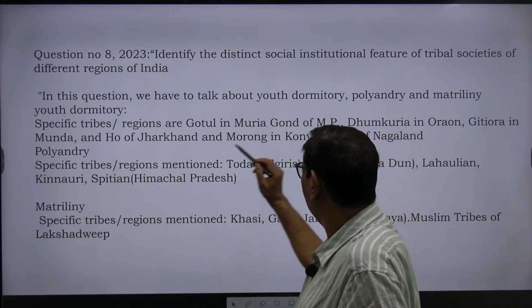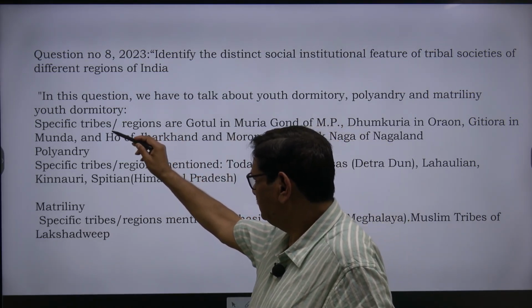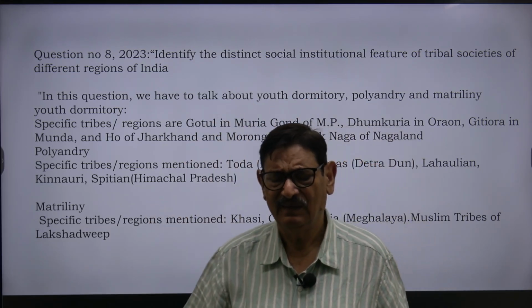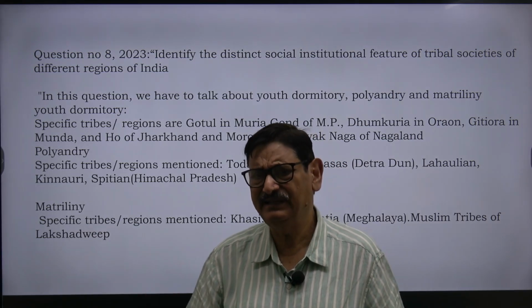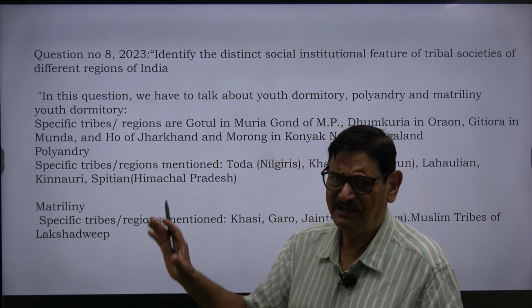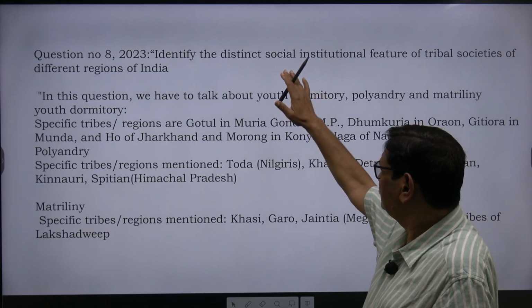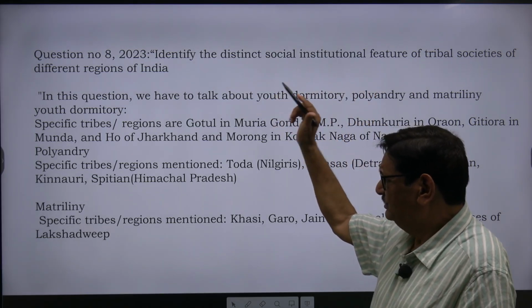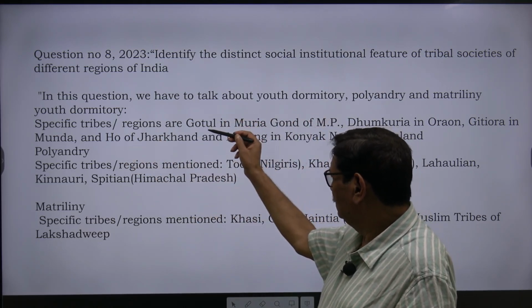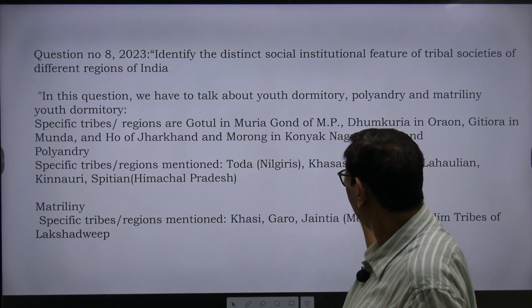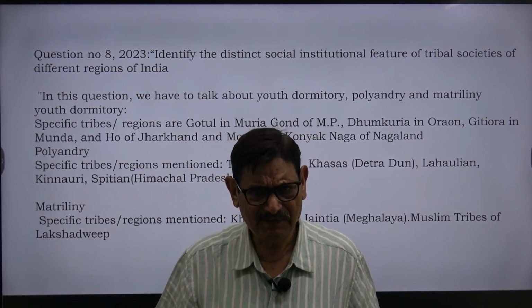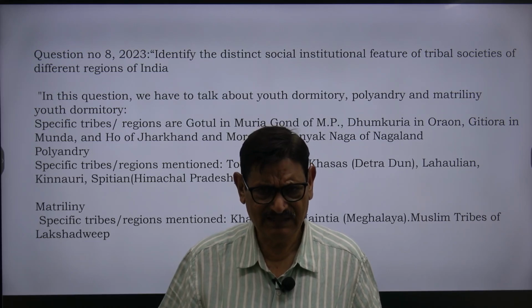First, I talk about dormitory, with specific tribe and region. I have already defined what is youth dormitory, what is polyandry, and what is matrilineal, and explained this in earlier questions. So now I am focusing on identifying the distinct social institutions of different regions of India. The specific regions in which dormitories are found: Gotul in Muria Gond of MP, Dhumkuria in Oraon, Kitiora in Munda and Ho, Kodada in Malto Pahadia of Jharkhand. These four tribes are of Jharkhand.